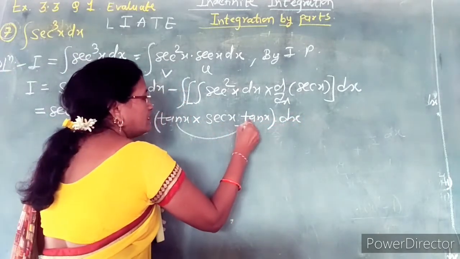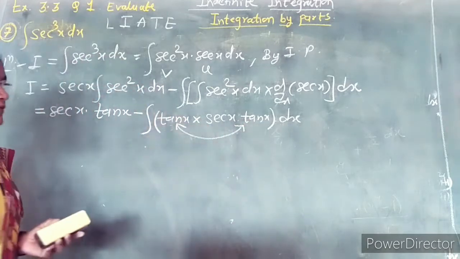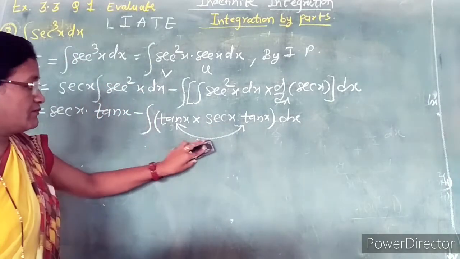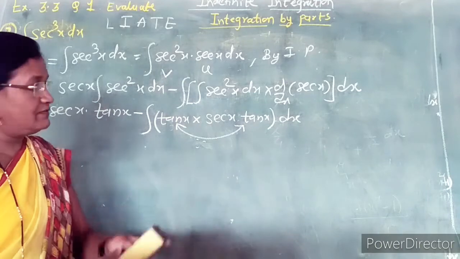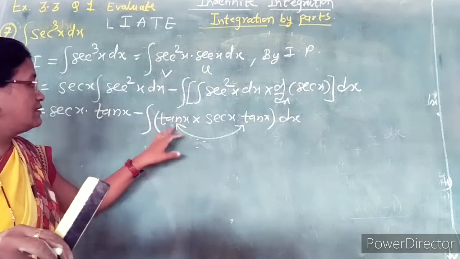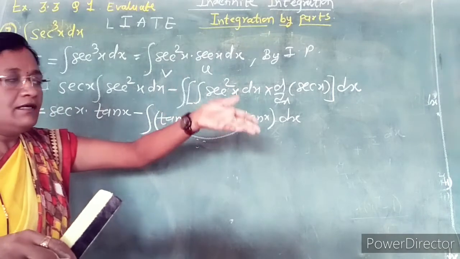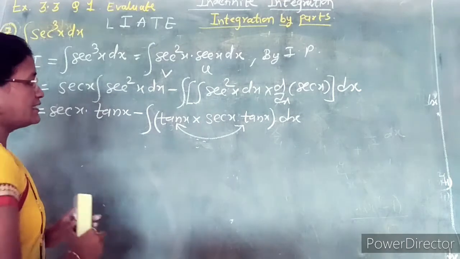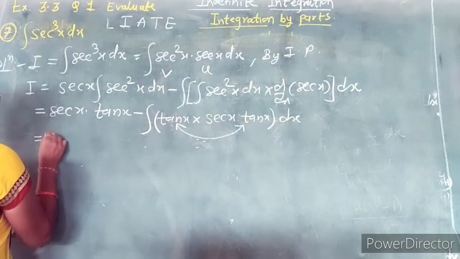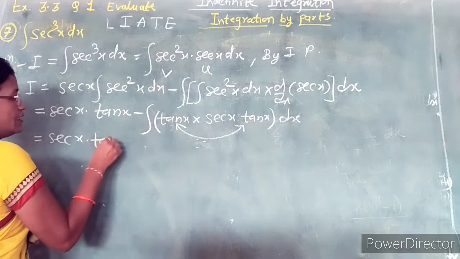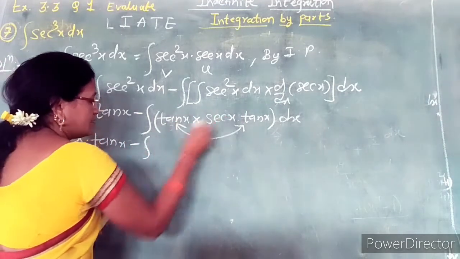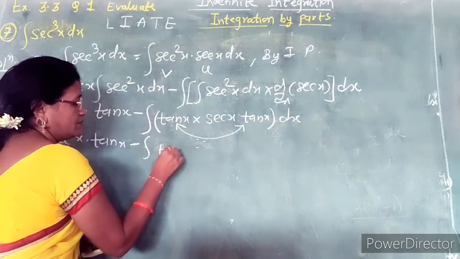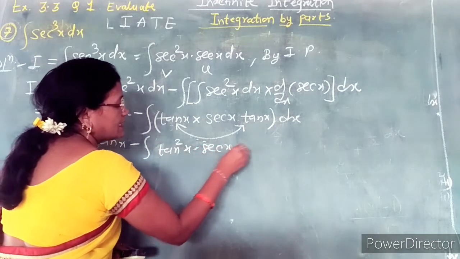Now for this term, we take tan x into tan x, that becomes here tan square x times sec x, and we never find the integral of tan square x directly. As we saw in this example in our previous standard, tan square x can be simplified by a fundamental identity as sec square x minus 1. So by using this identity, we break this product. So we get here sec x into tan x minus tan square x sec x dx.